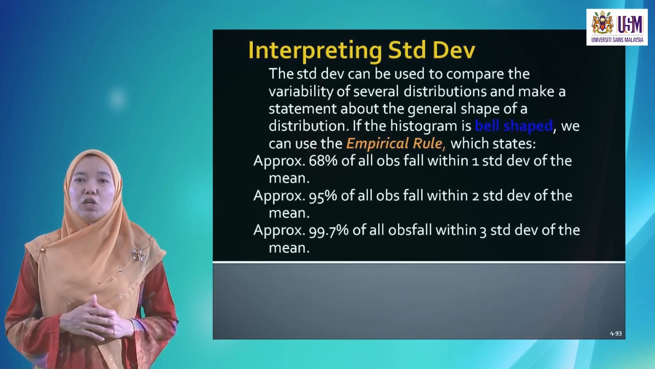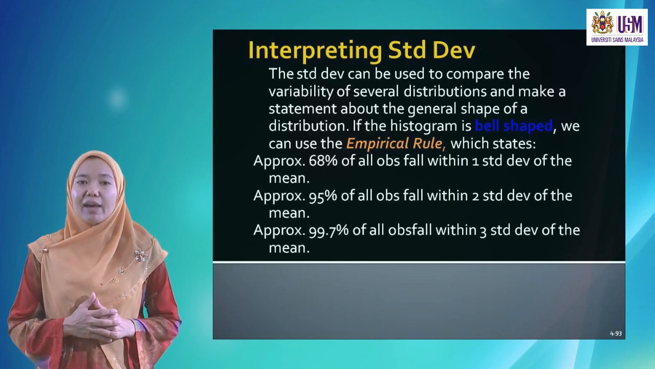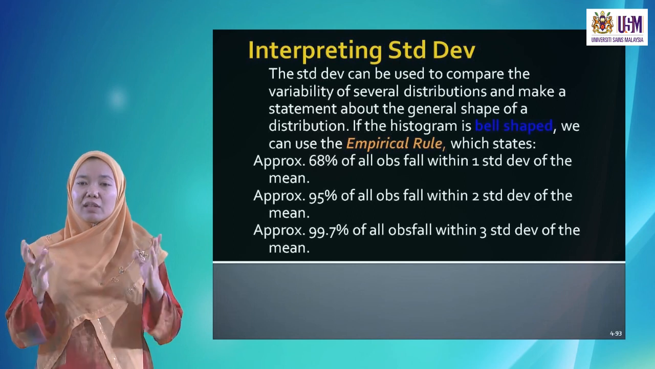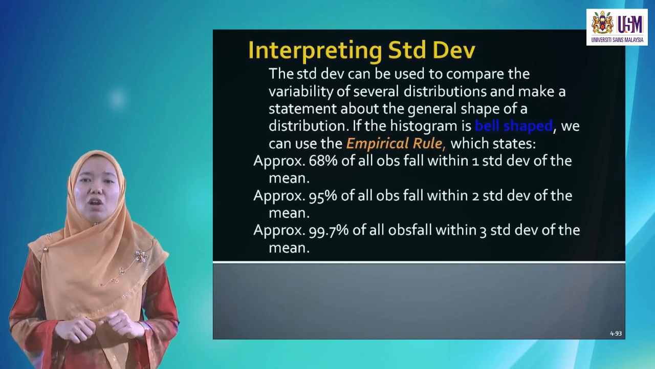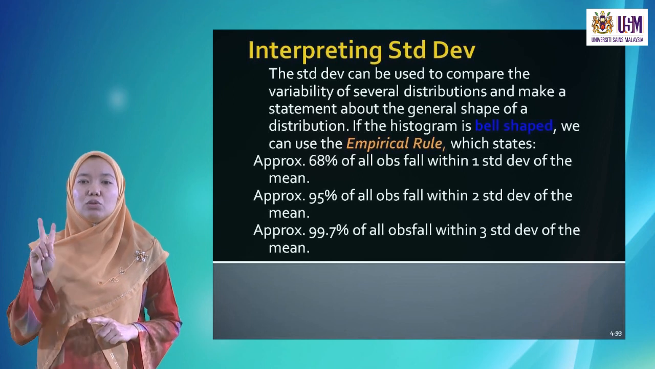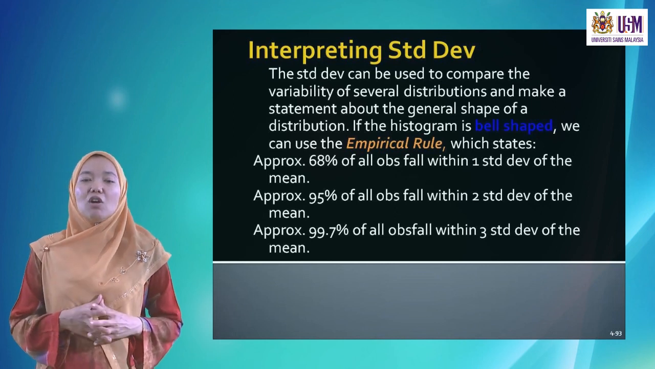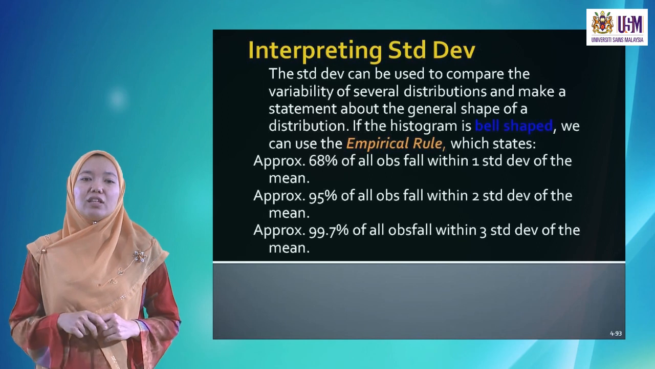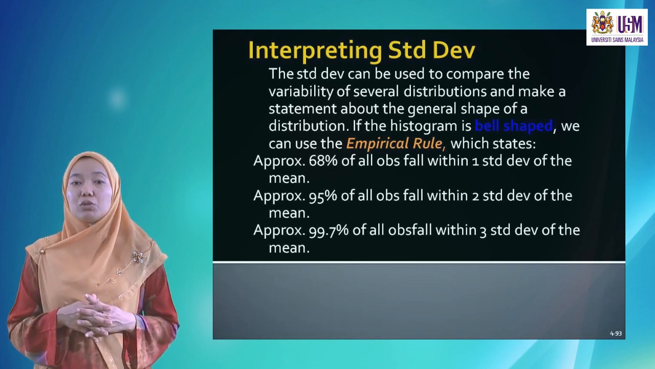The standard deviation can be used to compare the variability of several distributions and make a statement about the general shape of a distribution. If the histogram is bell-shaped, we can use the empirical rule, something like a rule of thumb, which states that approximately 68% of all observations fall within one standard deviation of the mean, approximately 95% fall within two standard deviations of the mean, and approximately 99.7%, almost 100%, fall within three standard deviations of the mean. So the rule of thumb, 95%, that is two standard deviations. That is the most important thing that you need to remember.